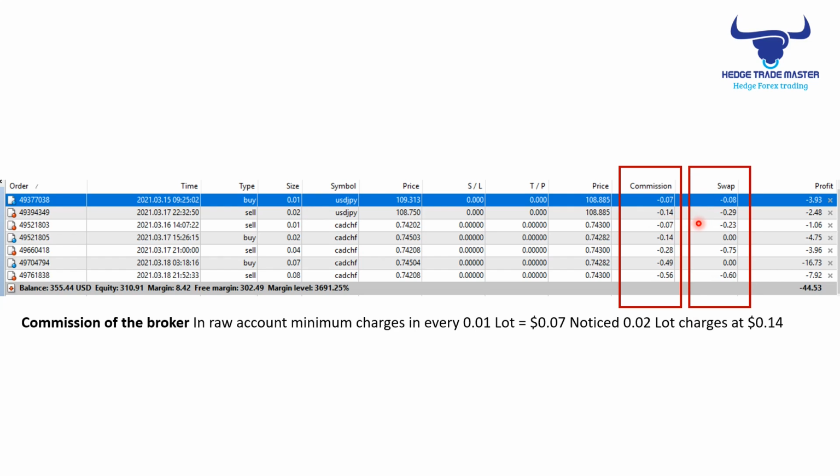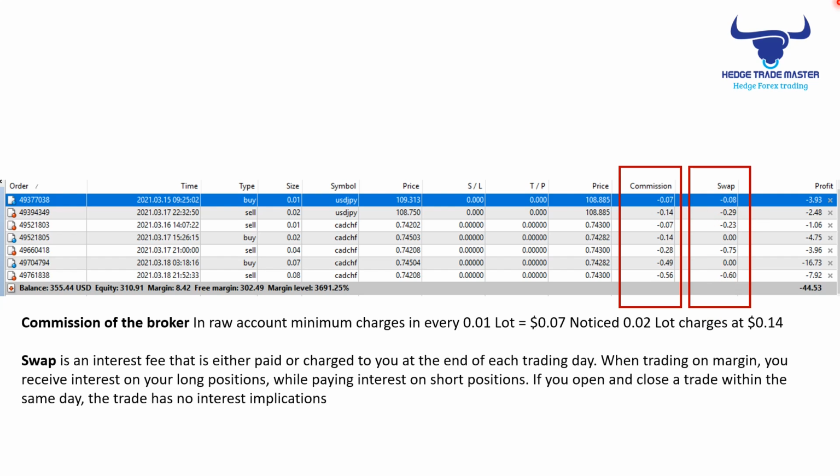Now there is swap. Swap is when you have a trade which you stayed in for more than 24 hours. Either you gain interest or you pay interest to the broker. Okay, so this is how it works. So that is how the swap works. The definition is here, so you can go check also in some other terminologies or definitions.